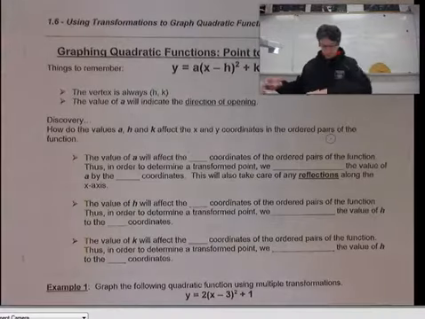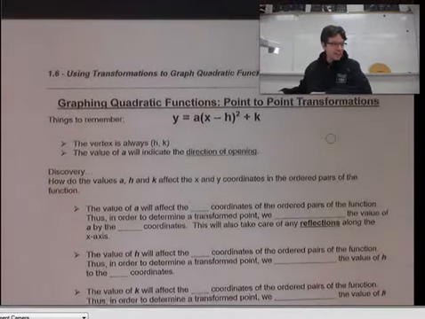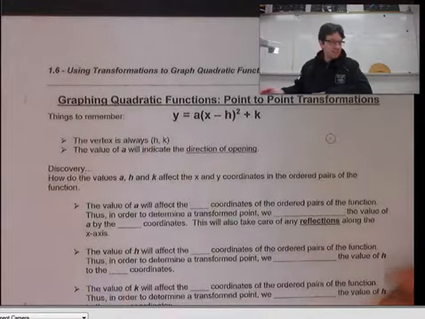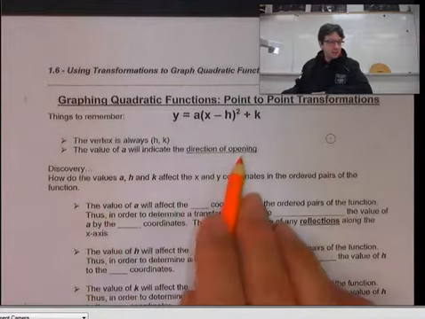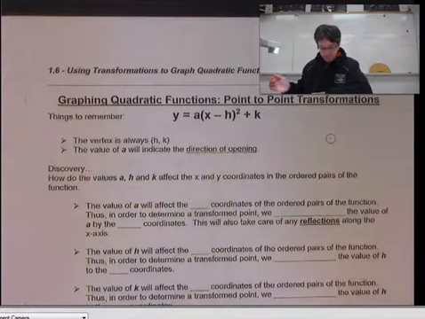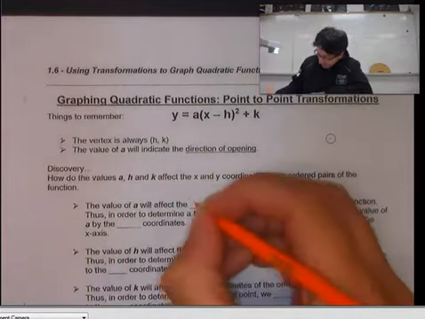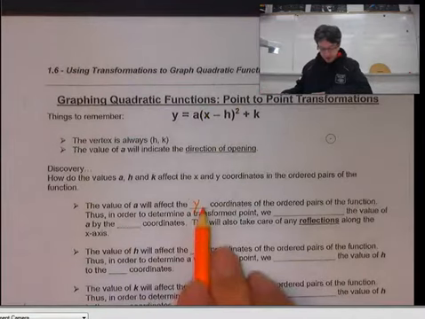So let's look at those values of a, h, and k again. We know what the vertex is. That's h and k. Whether a is positive or negative will tell us whether it opens up or opens down. But the value of a will affect the y-coordinate. So you have an ordered pair, like your x-y coordinates, and a will affect the y-coordinate.